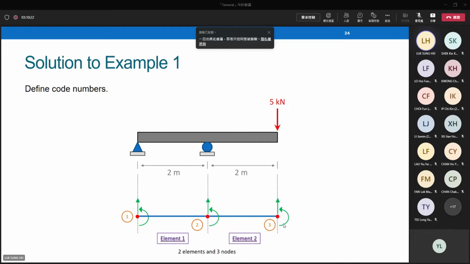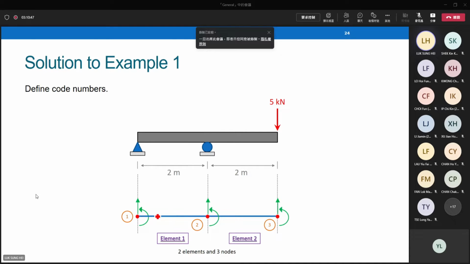How to define the code numbers? I think normally we cut this into two elements, right? No one would like to cut into 3 or 4 elements. No one wants to make the calculation too complicated, right? Here we use the shortcut, use 2 elements only. Element 1 on the left, element 2 on the right. Two elements, they have the same length.